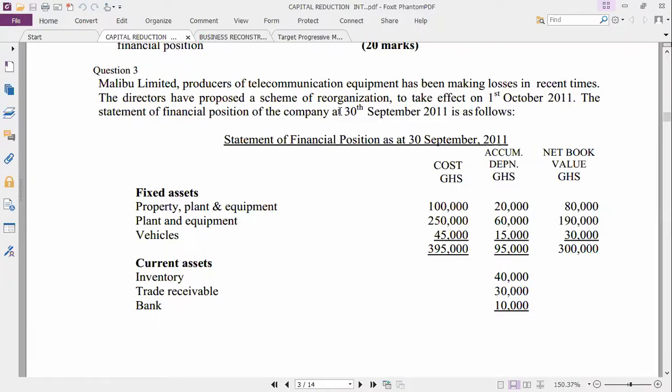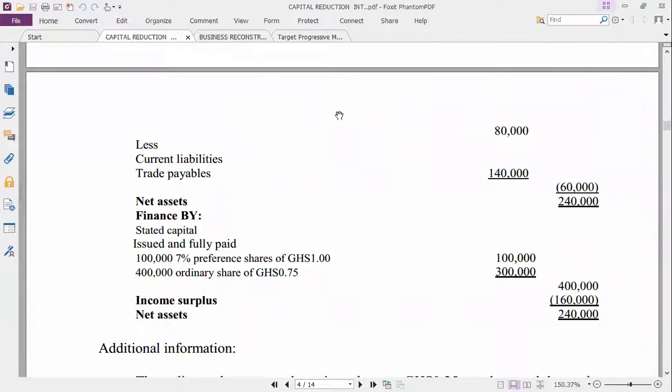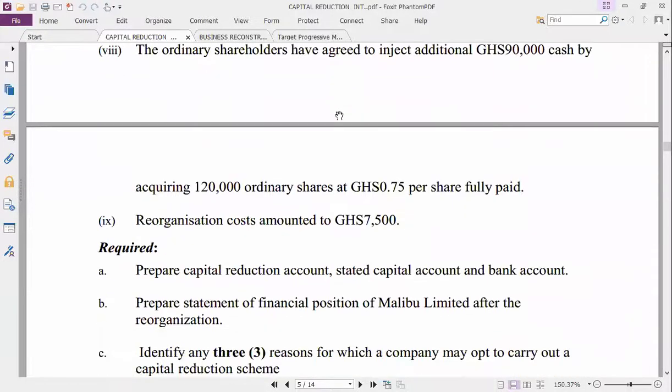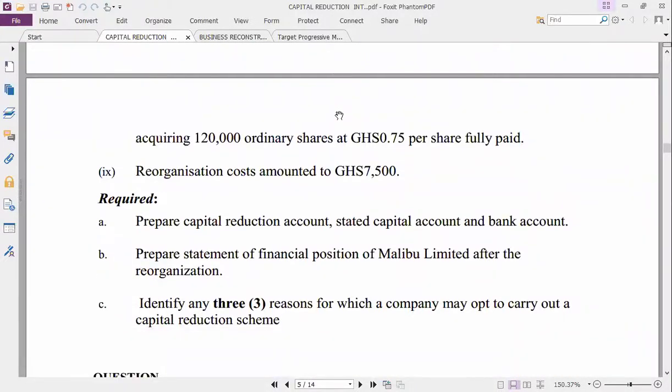So let's go to Malibu, the requirements. So requirement A, Malibu. Prepare capital reduction account, stated capital account, and bank account. So for this, they've asked us specifically to prepare capital reduction account, stated capital account, and what? Bank account. So you have to do these 3 accounts. Any account that you have to open aside these 3, they are what?